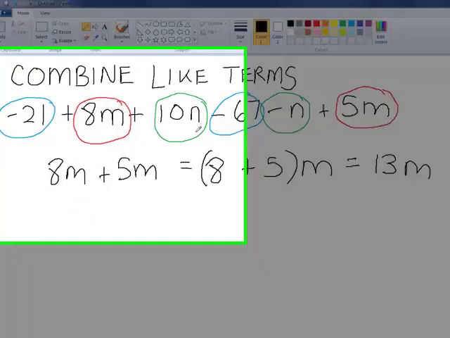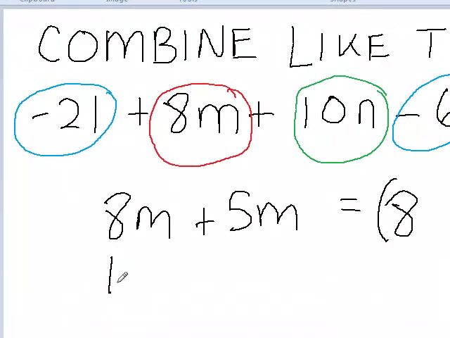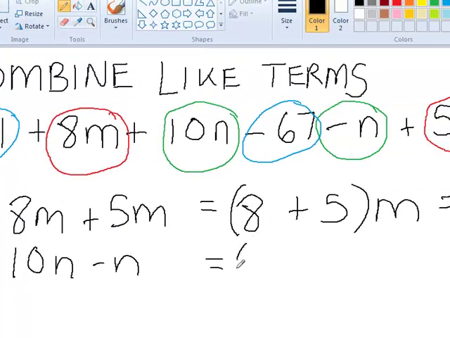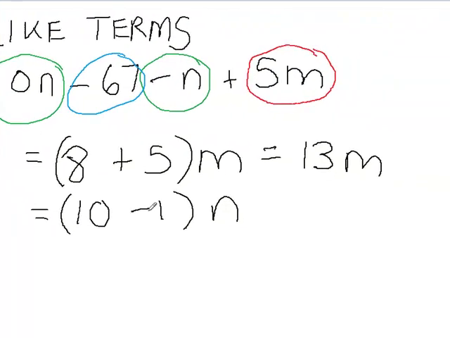Over in the green circles, we have 10N minus N, which, again, we can have 10 of these things called N and take away one of them, or we can factor out N and re-express this as N times the quantity 10 minus 1. Either way, we end up with 9 N's.